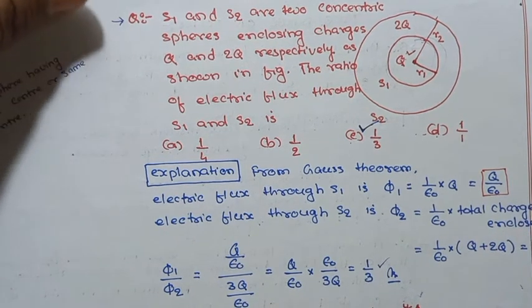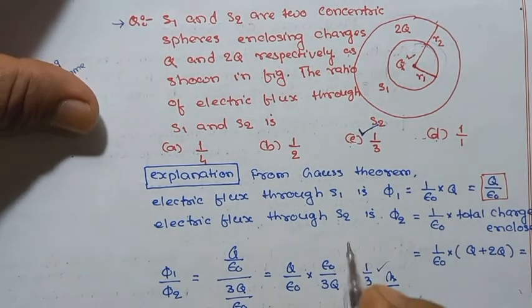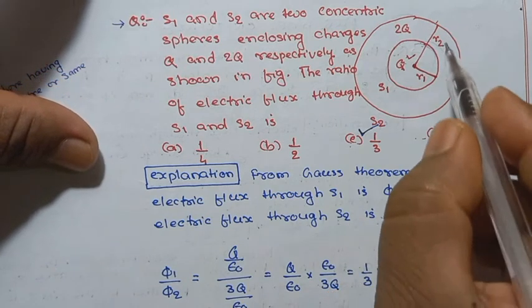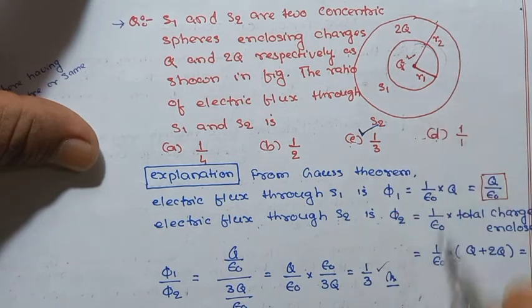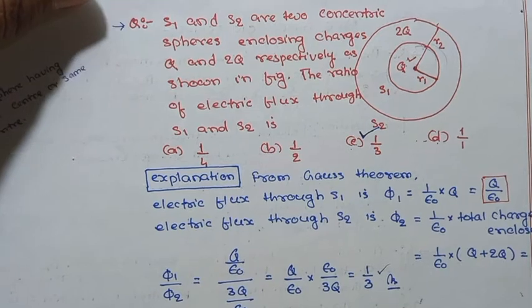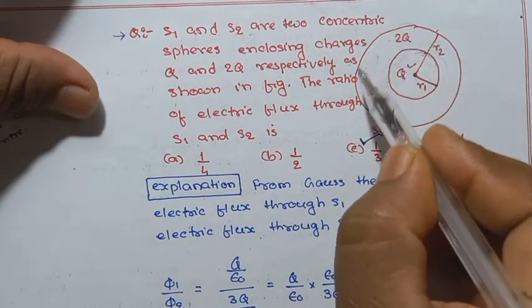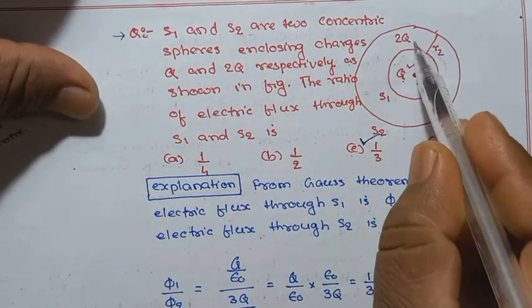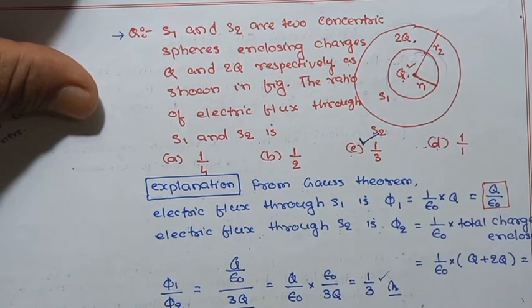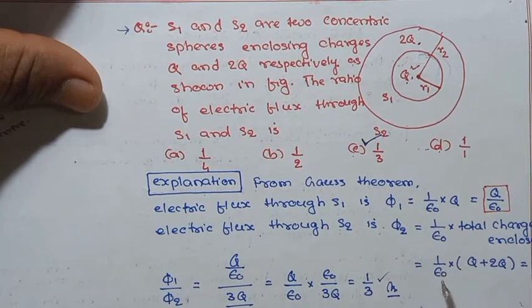Okay. Now the electric flux through surface 2, that means the electric flux passing through surface 2, that is the outer sphere, is 1 by epsilon 0 times the total charge enclosed by this sphere. So this sphere is enclosing both the charges Q and 2Q. So the total charge is Q plus 2Q. Therefore 1 by epsilon 0 times Q plus 2Q. So after solving, we will get 3Q by epsilon 0.